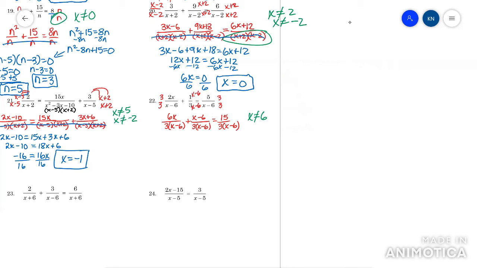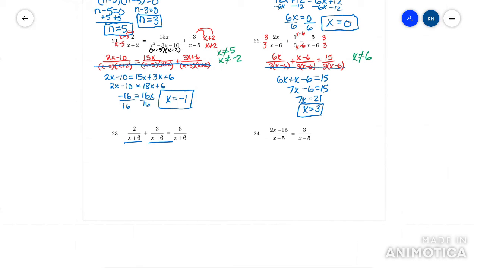Now you can basically ignore the denominator and go solve the numerator. Combine like terms. Move the minus 6. Divide by 7. And I'm good to go. Okay, 2 more.